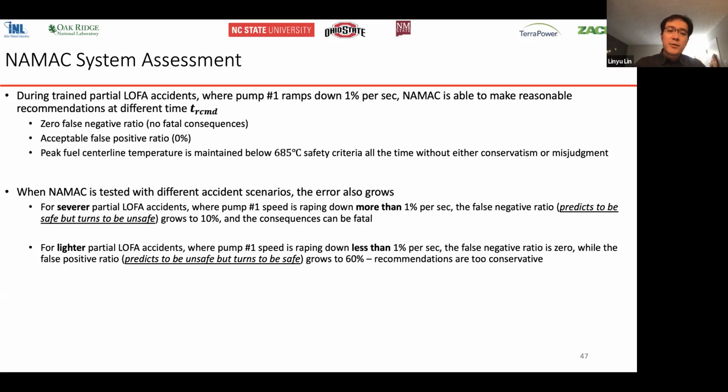For the lighter scenario, where we have pump 1 speed ramping down less than 1% per second, the false negative ratio is 0, but we have a very high false positive ratio, which is 60%. That means our recommendation tends to be more conservative.